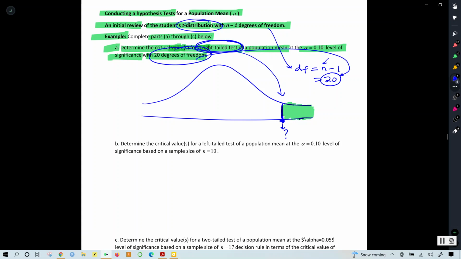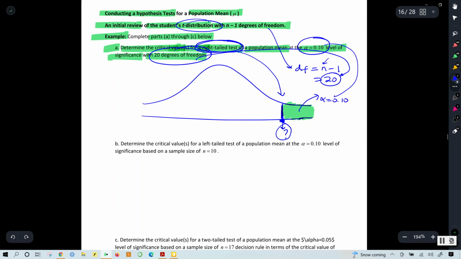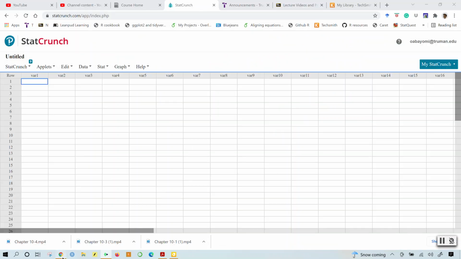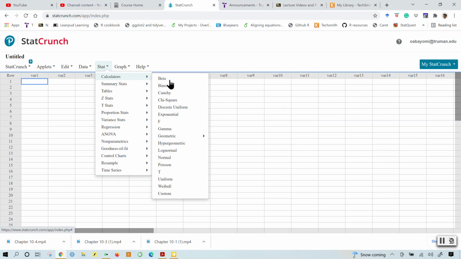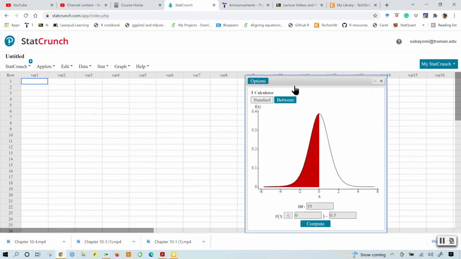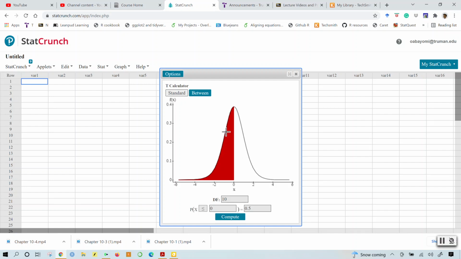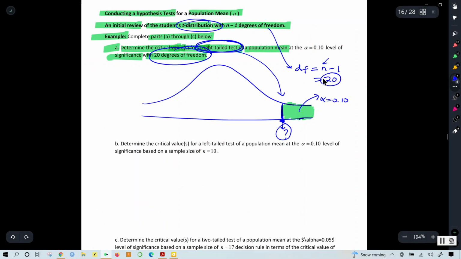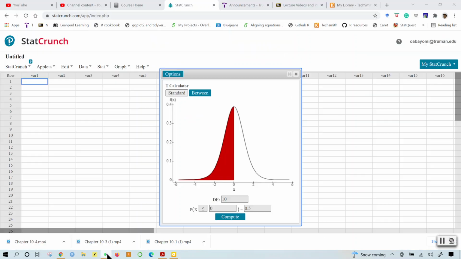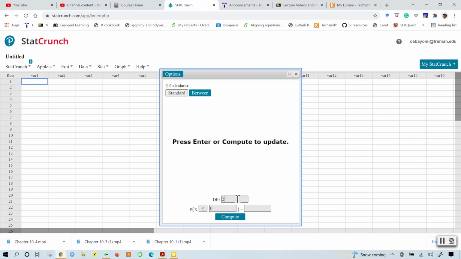So how do I check this in the t distribution? To check my critical value, I need the size of my rejection region, and that is always alpha. So alpha equals 0.10. So this is 10%. Okay, so with that said, we can go to StatCrunch. I'll go to Stat, Calculators, go to the t distribution, and I'm going to drag this a little bit to the center. And in particular, I want my DF, my degrees of freedom, which is 20. So I'm going to change this to 20.